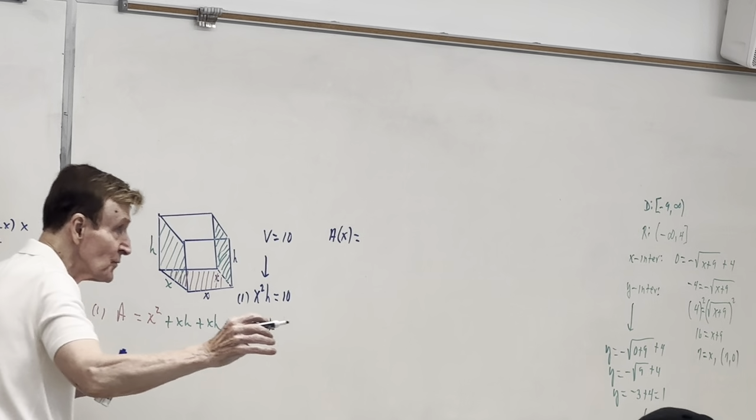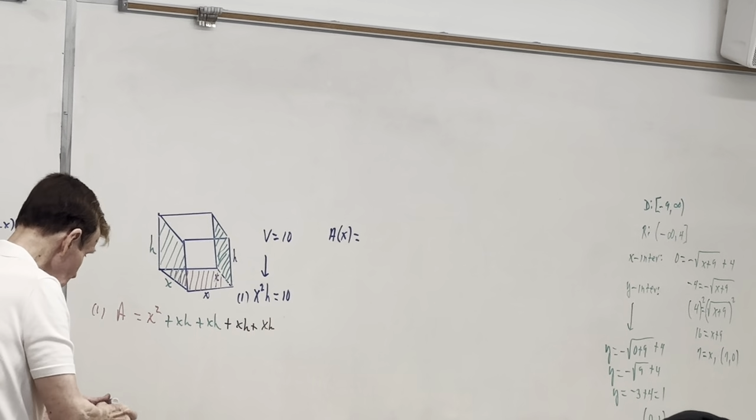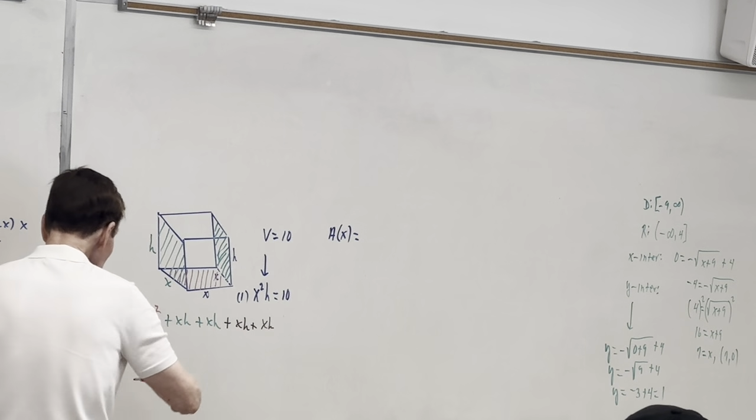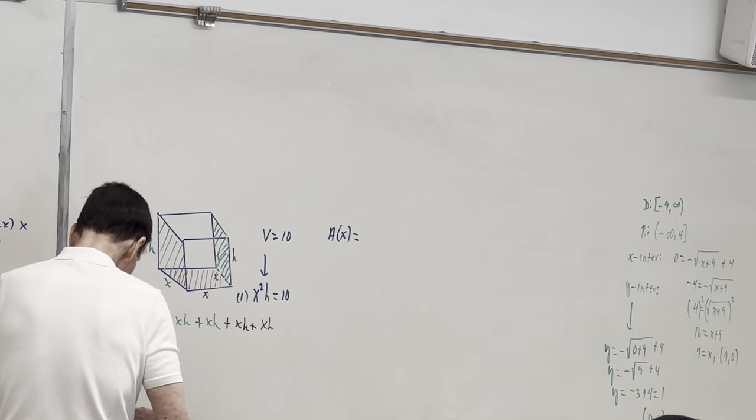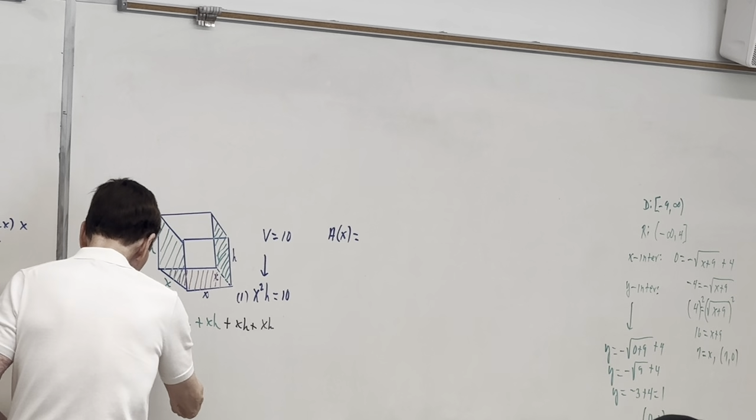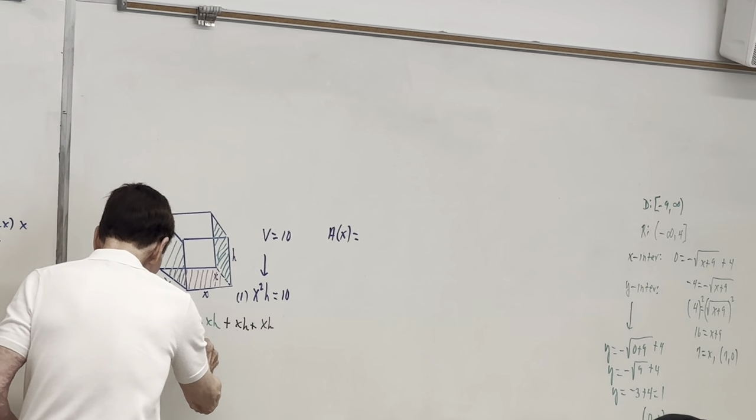Is that true, guys? Jonathan, I heard what you said. You said, Professor, the area would be, at this point, write this in black, x squared plus, combine like terms, 4xh. You guys agree?